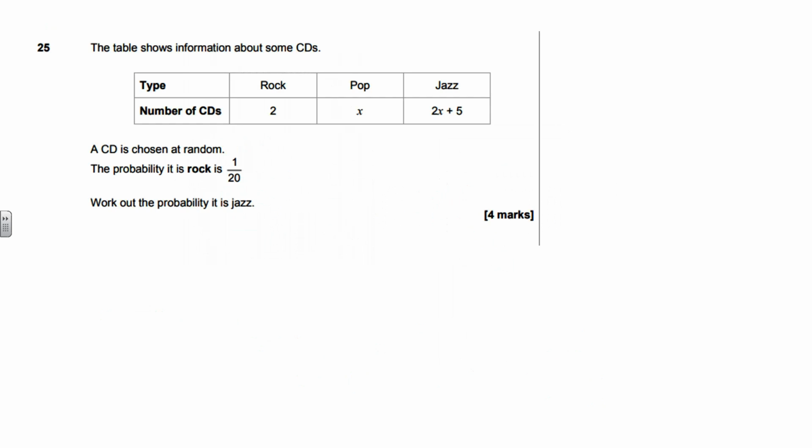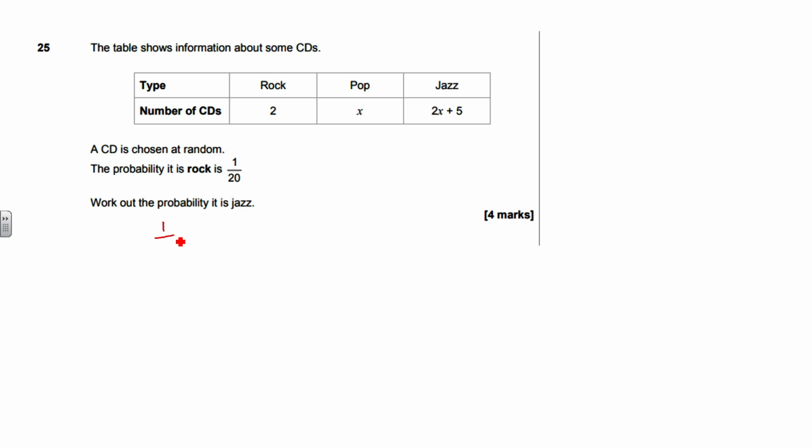So here we are on question 25. A table shows information about some CDs. Type: rock, pop, jazz. Number of CDs: 2, x, 2x plus 5. A CD is chosen at random. The probability it is rock is 1/20th. Work out the probability it's jazz.